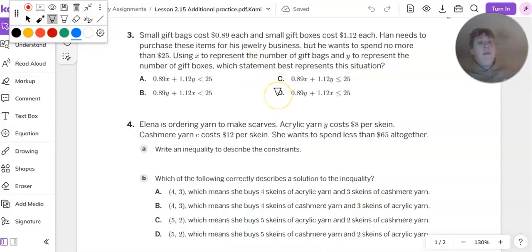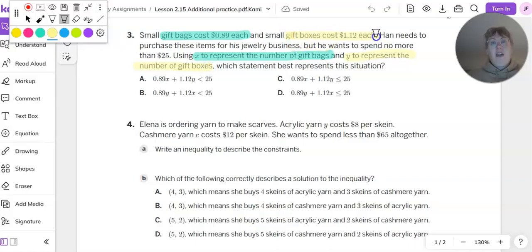It says small gift bags cost 89 cents and small gift boxes are $1.12 each. Anne needs to purchase these items for his jewelry business, but he wants to spend no more than $25. Using X to represent the number of gift bags, which are 89 cents each, and Y to represent the gift boxes that are $1.12 each. Which statement best represents the scenario?